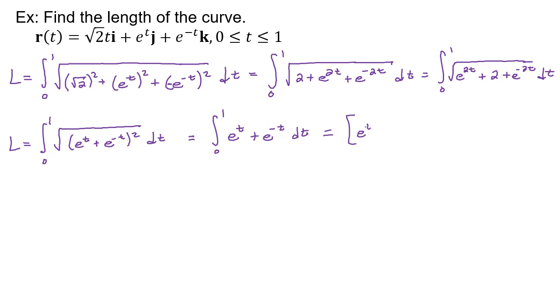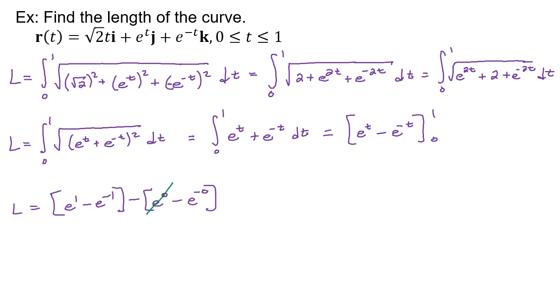E to the t doesn't change. E to the negative t would be e to the negative t divided by negative 1, which would be negative e to the negative t, between 0 and 1. So my length of my curve would be e to the 1 minus e to the negative 1 minus e to the 0 minus e to the negative 0. Well, e to the 0 is 1, and e to the negative 0 would also be 1. So these last two terms actually cancel each other off.